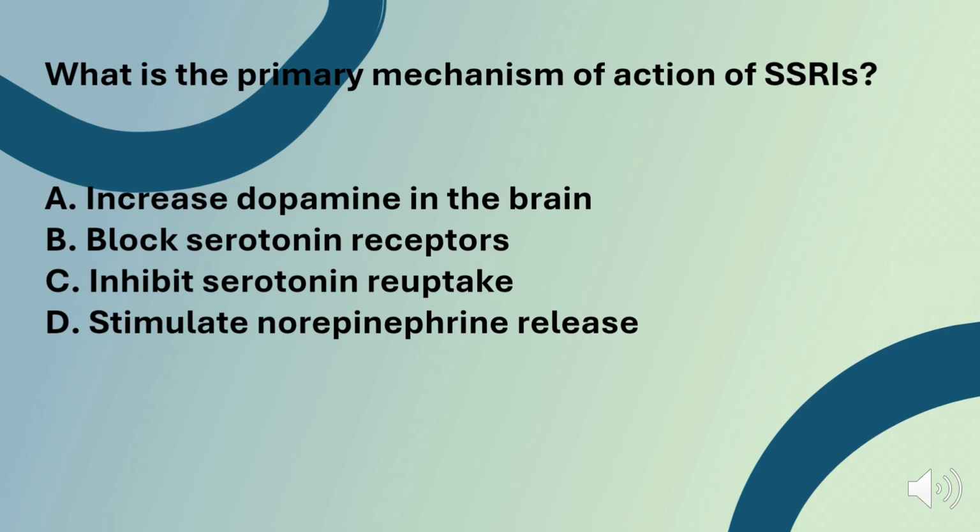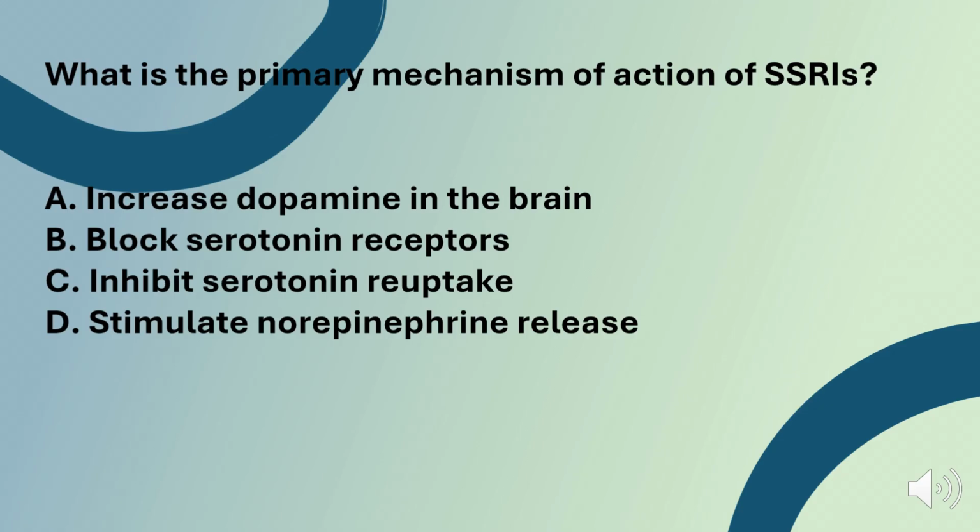out which one of the answers that we know are wrong. And also we look at the last part of the question instead of the first part. So, this is asking what is the primary mechanism of SSRI? If you have an SSRI, how does it primarily work? Well, what is an SSRI? It's a selective serotonin reuptake inhibitor, right?